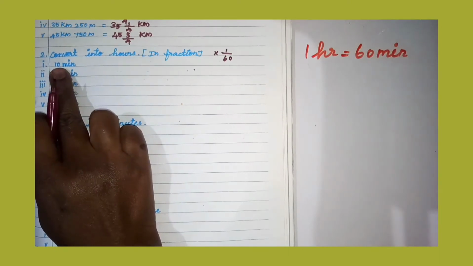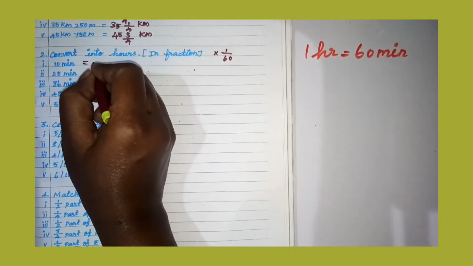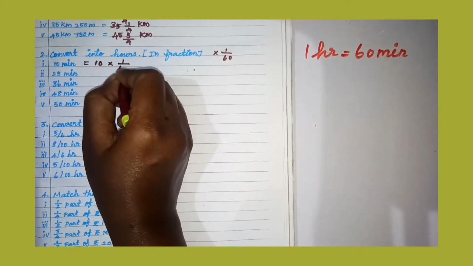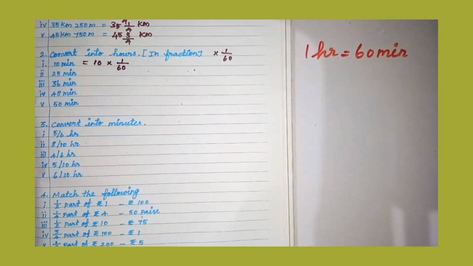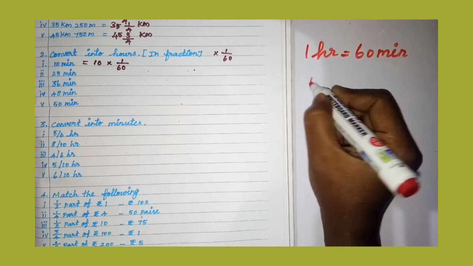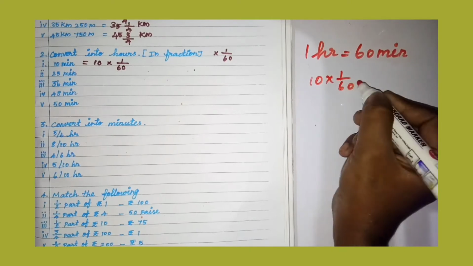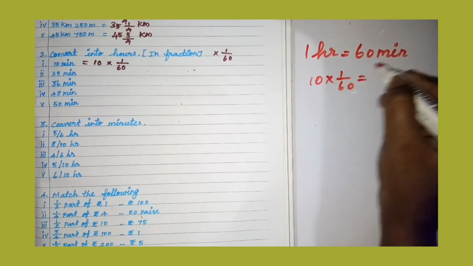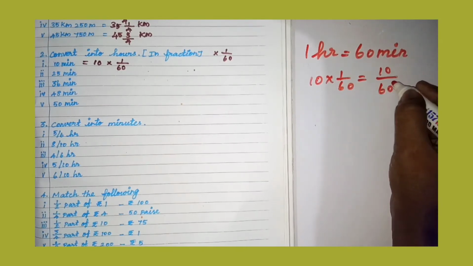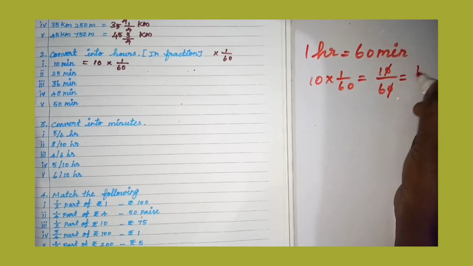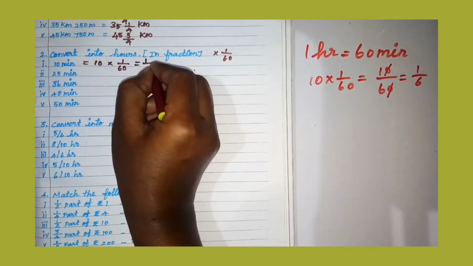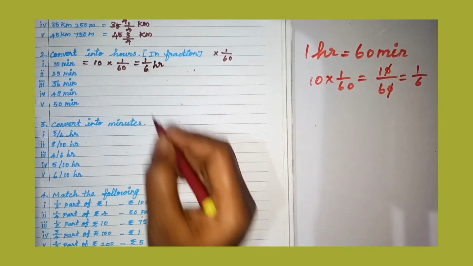So first value 10 minutes is given. There we write 10 into the given formula 1 by 60. So 10 into 1 by 60, how do we write? 10 into 1 by 60 is equal to 1 into 10 divided by 60. So cancel the value 10, remaining 1 by 6. So the answer is 1 by 6 hour. This is the fraction value.